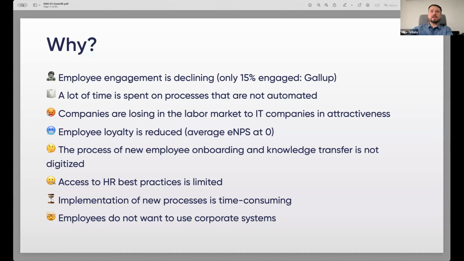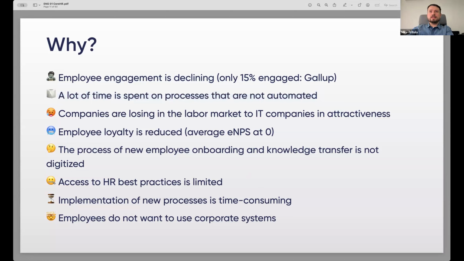So there are a lot of things happening in how people work. For example, employee engagement is declining, especially after COVID. By Gallup, only 15% of employees in the world are engaged, which is very low. A lot of time is spent on processes that are not automated. Imagine yourself washing dishes with your hands, not with a dishwashing machine, or doing other home stuff without any automation. I think you don't like it, right? So you prefer to use all these automations like microwave oven, dishwashing machine, and other stuff.